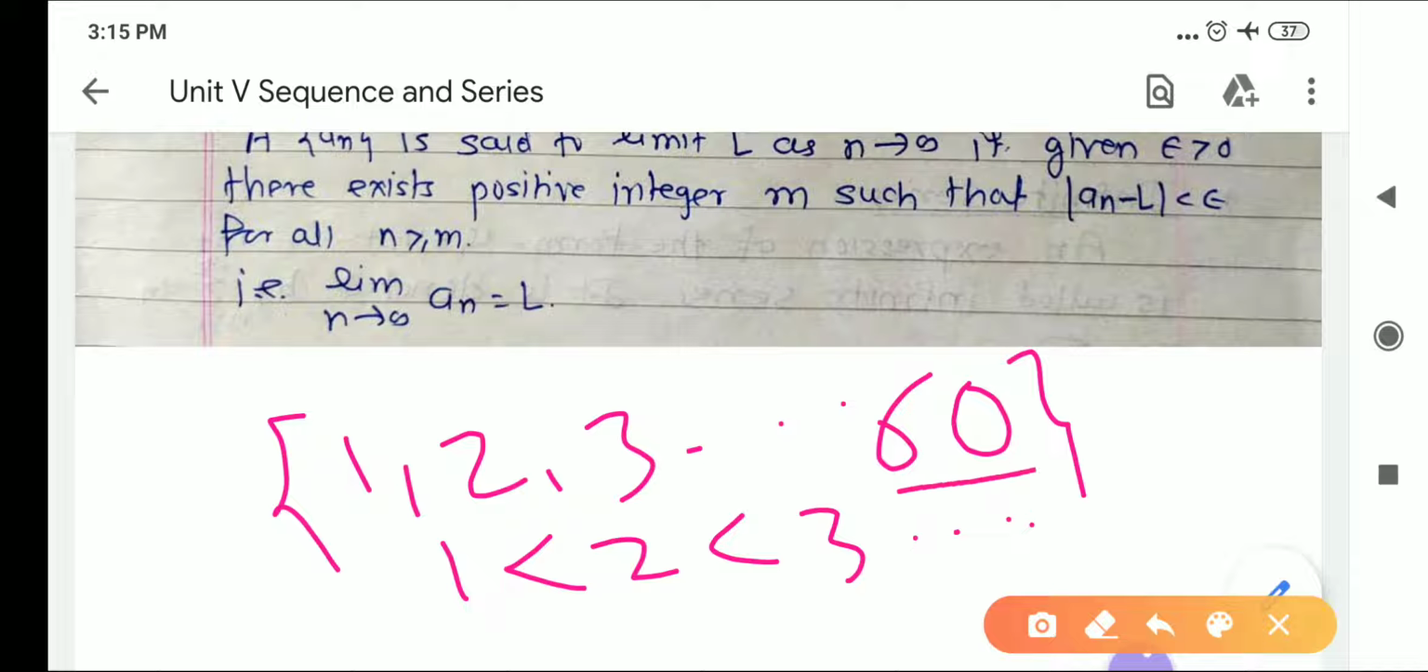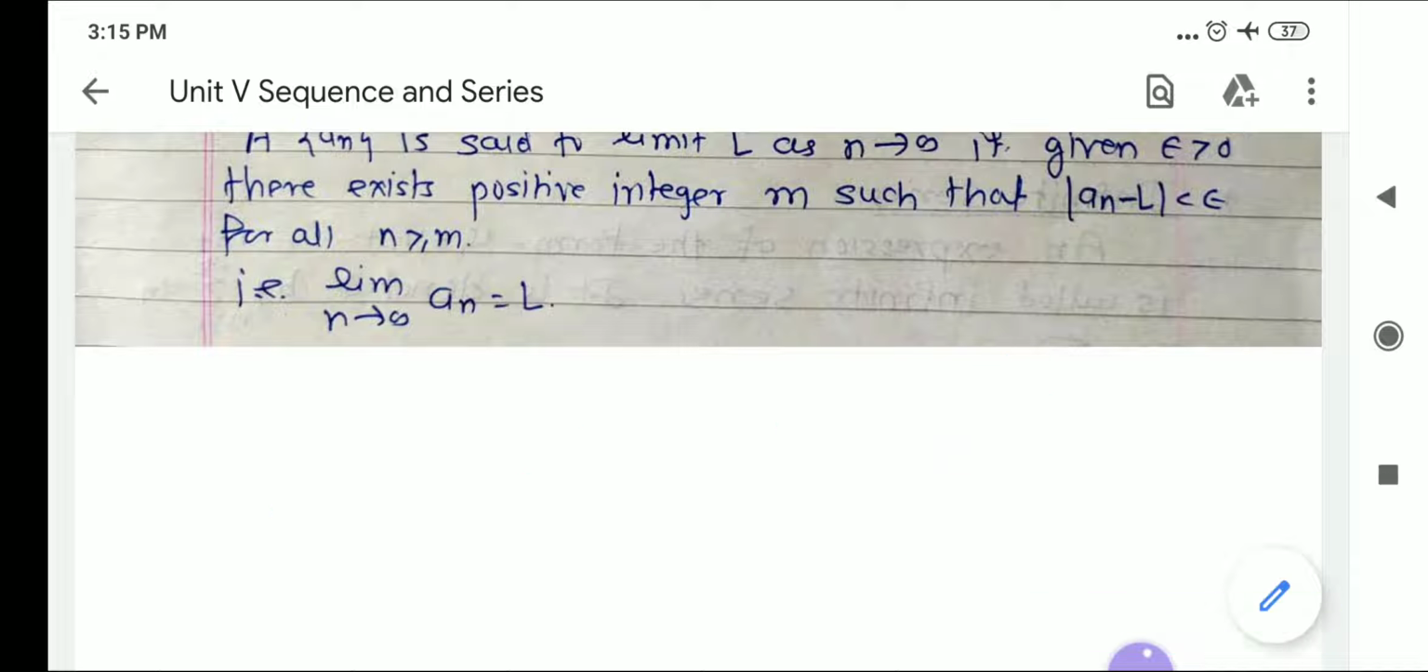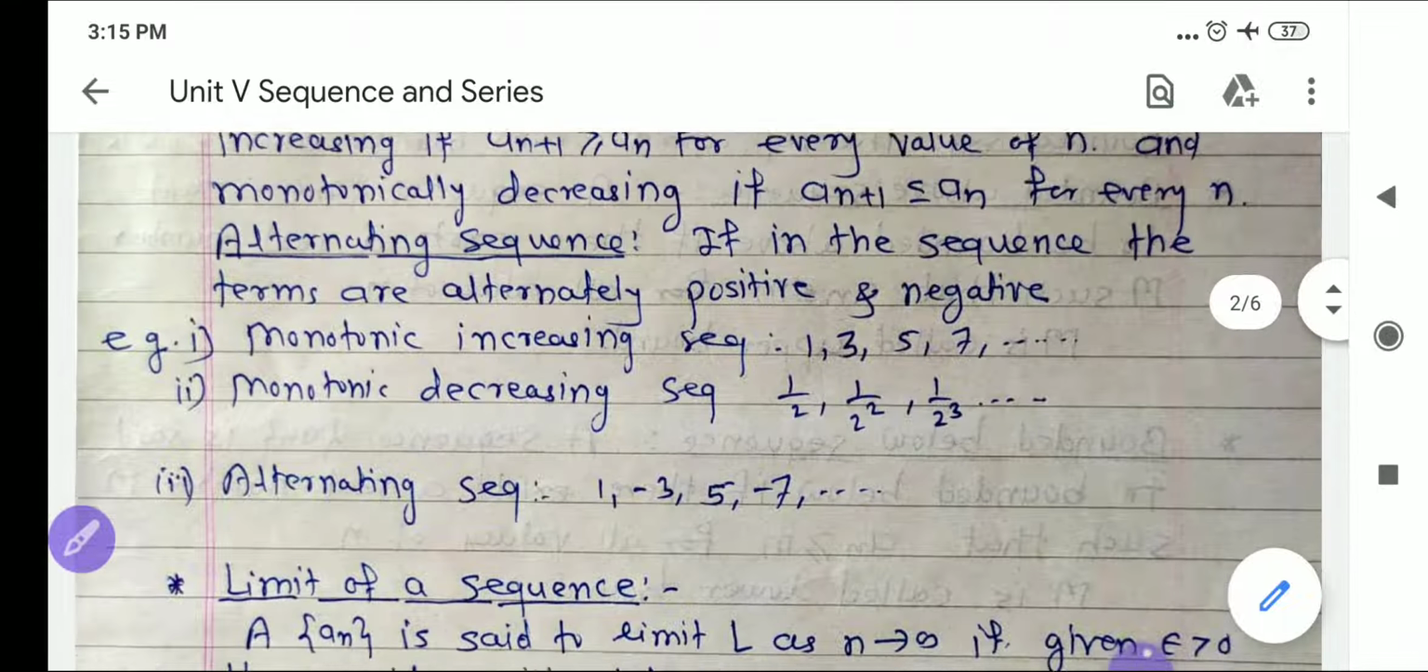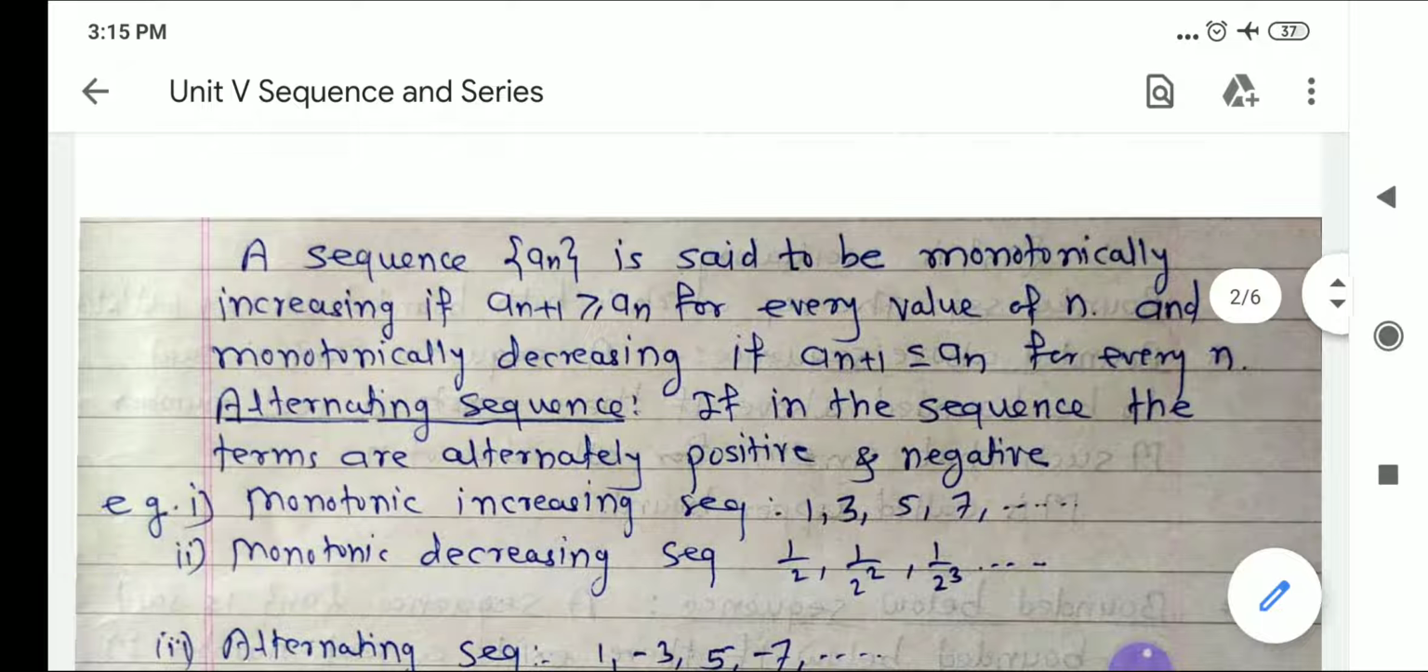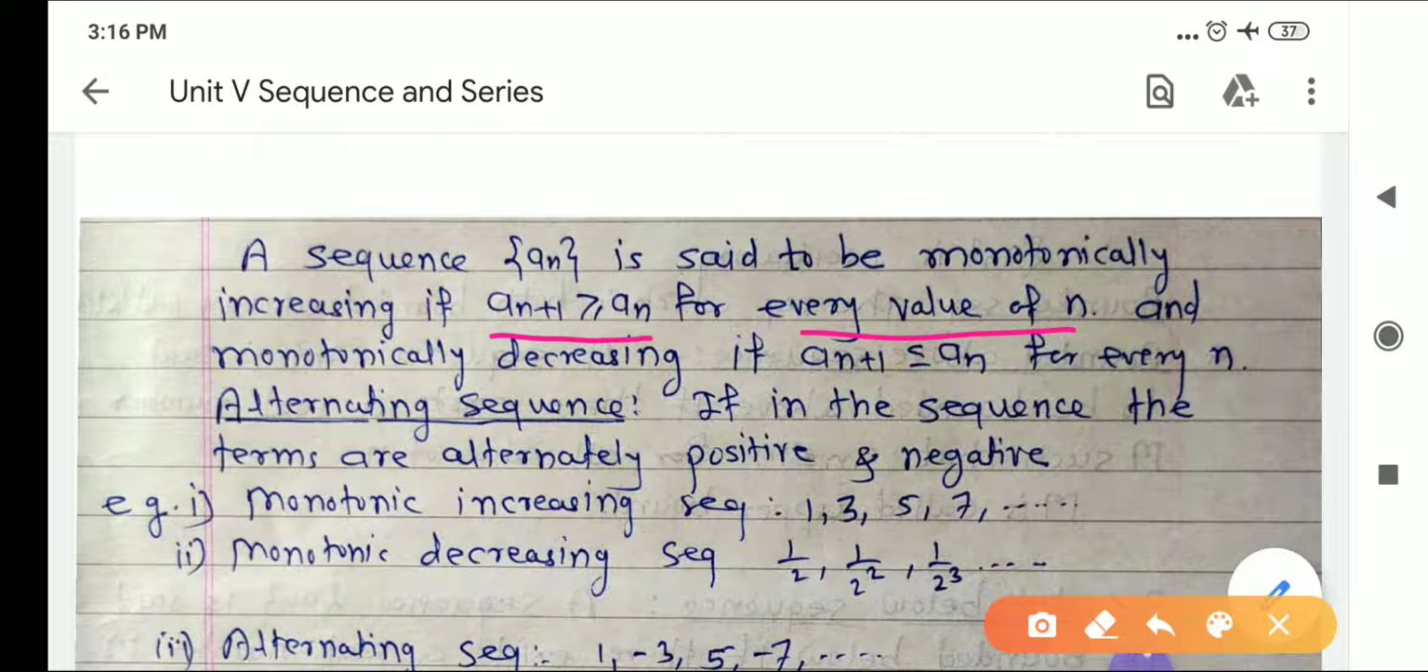So 60 is the upper bound of this sequence. Monotonically increasing sequence means an is less than or equal to an plus 1 for every value of n, and monotonically decreasing sequence means an plus 1 is less than or equal to an, for every n.